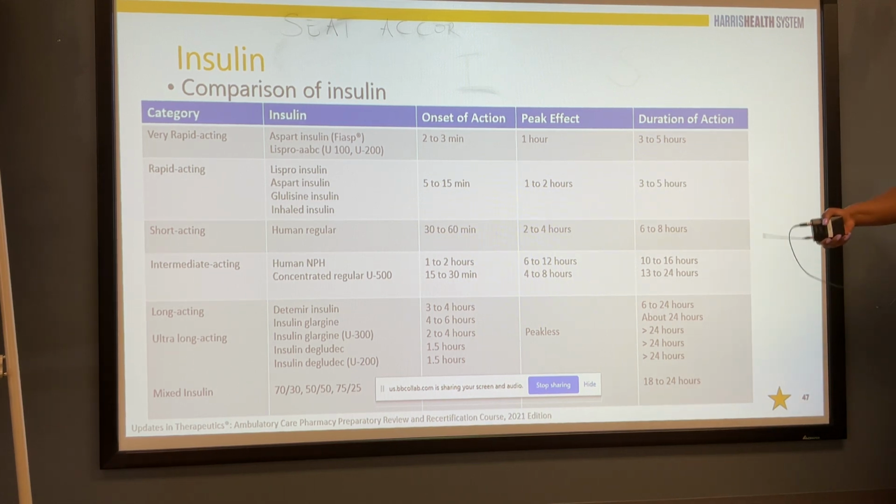And then we have the mixed insulins here. It's cut off on here, but I think the onset is 30. It peaks in, I think, around 2 hours. It starts to peak, and it lasts between 18 and 24 hours.